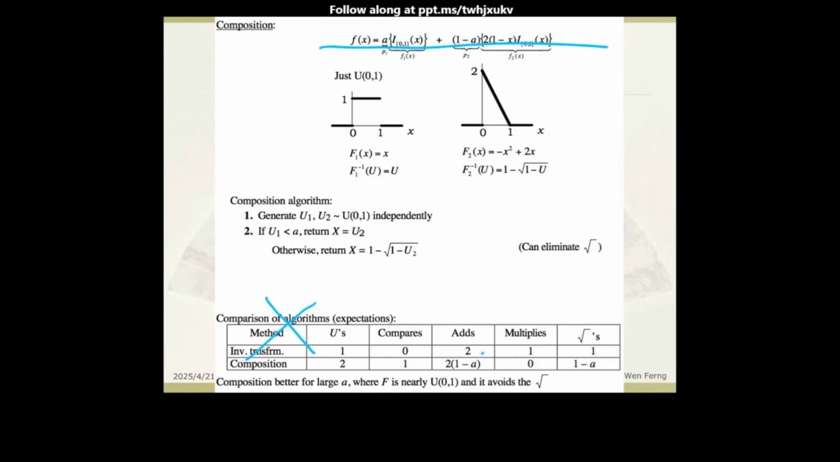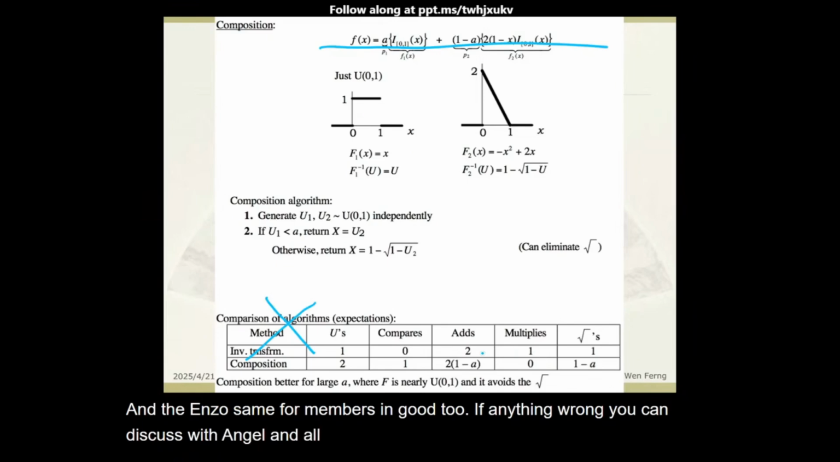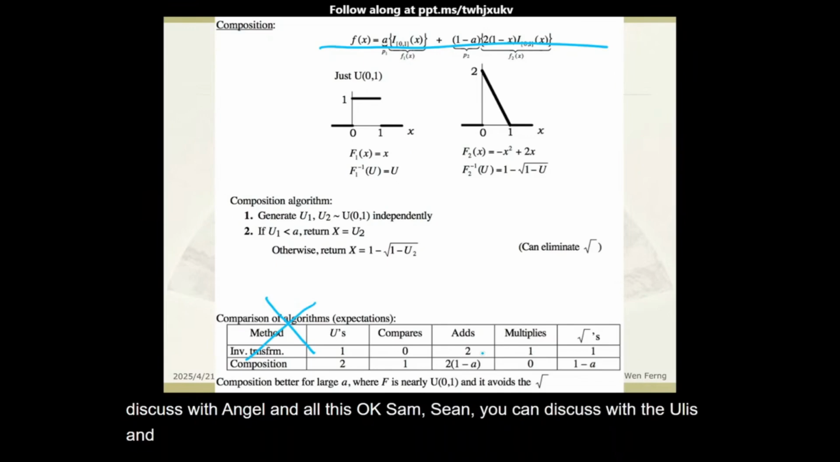So let me make sure. Summary, okay. And if not okay, maybe you can add to the summary. And Enzo, same for members in the group too. If anything is wrong, you can discuss with Enzo. And Ulis, okay, Sam, Sean, you can discuss with Ulis. And Valentine, okay, and David, fine.